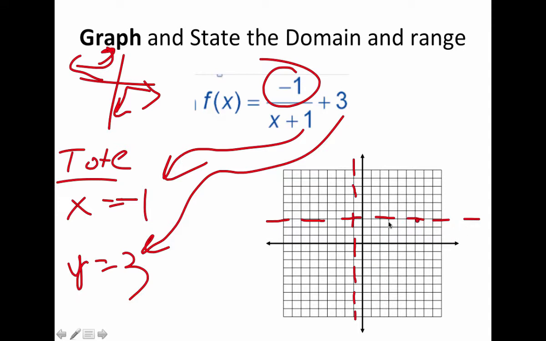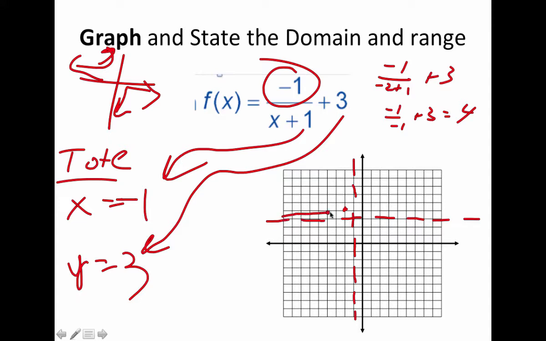I can always get a couple of points. If I want to put a negative 2 in there, I could figure out exactly where I'm going to be. Negative 1 over negative 2 plus 1, plus 3. Negative 1 over negative 1 plus 3. That's 1 plus 3. That's 4. So negative 2, 4. So this is where I'm going to make my turn.